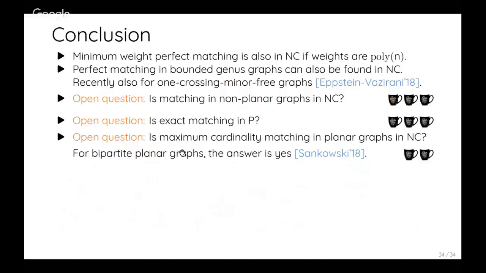As I said, maximum cardinality matching in general can be reduced to perfect matching, but the reduction doesn't preserve planarity. So in a surprising result, Sankowski has recently shown that if you have bipartite planar graphs, then you can solve the maximum cardinality matching problem by reducing it to a non-bipartite planar perfect matching. But the question is still open for maximum cardinality in non-bipartite planar graphs.